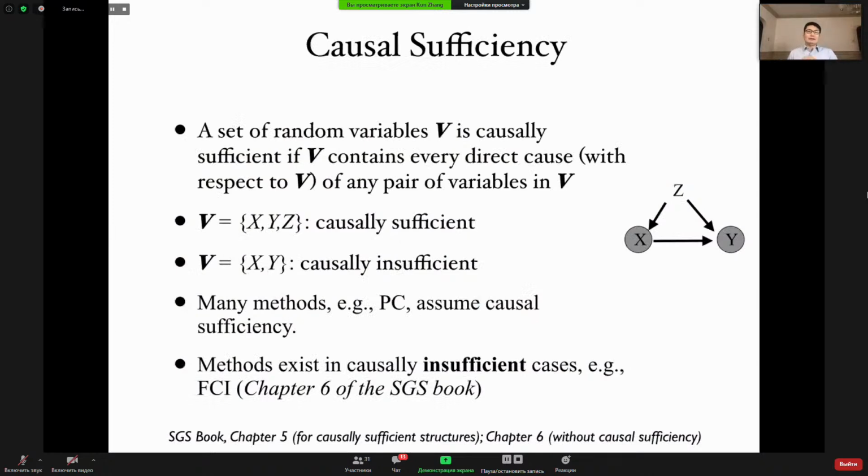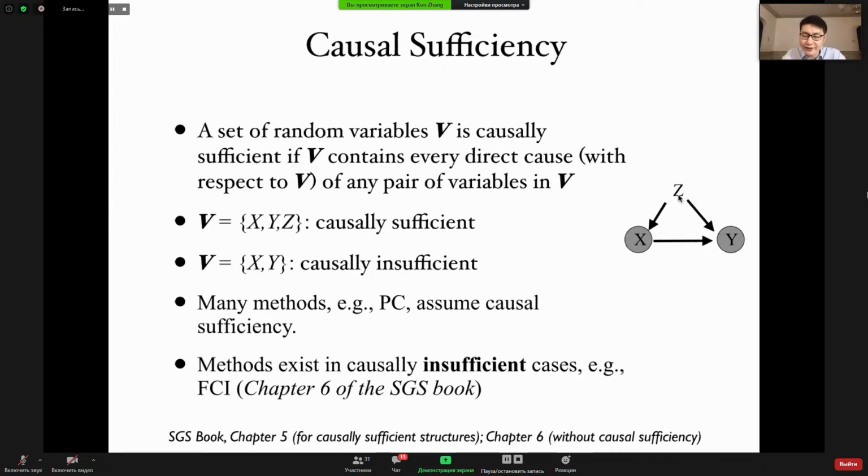So, okay, now let me give some basic concepts. The first one is the causal sufficiency. Here we have a set of variables, V. We say V is causally sufficient if V contains every direct cause of any two variables in the system in V. Right here, you can see we have Z, X, Y, and Z is a direct common cause of X and Y. And if V is Z, X, Y together, we say it's causally sufficient. And if V is just X and Y without Z, we say it's not causally sufficient, or causally insufficient.